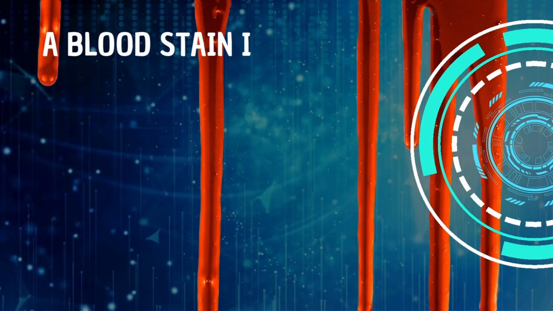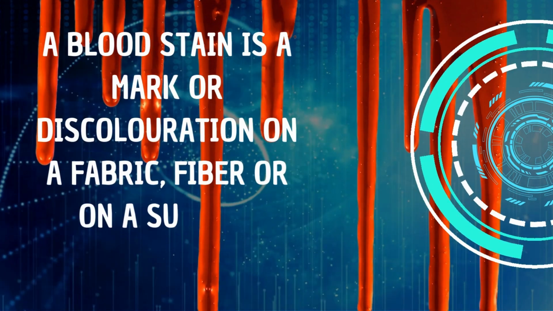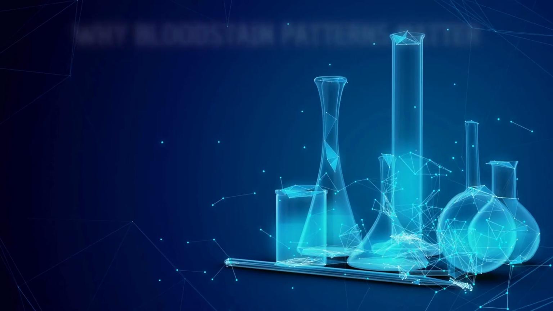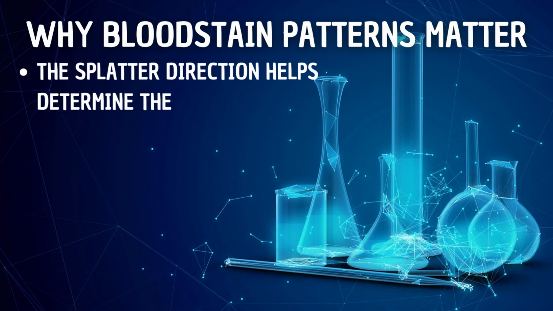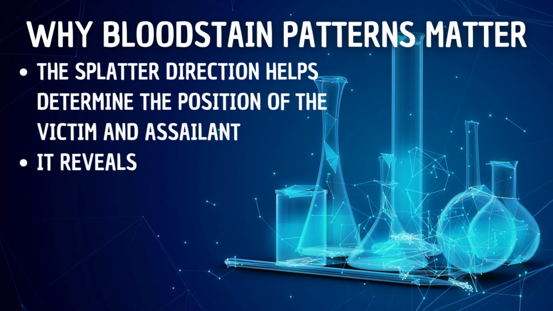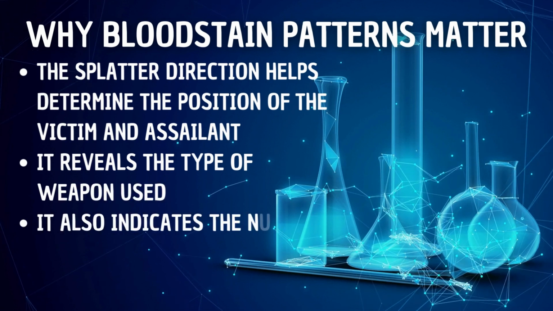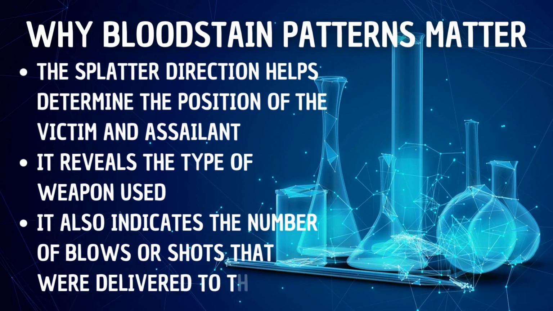A bloodstain is a mark or discoloration on a fabric, fiber, or on a surface caused by blood. Why bloodstain patterns matter? The splatter direction helps determine the position of the victim and assailant. It reveals the type of weapon used. It also indicates the number of blows or shots that were delivered to the victim.